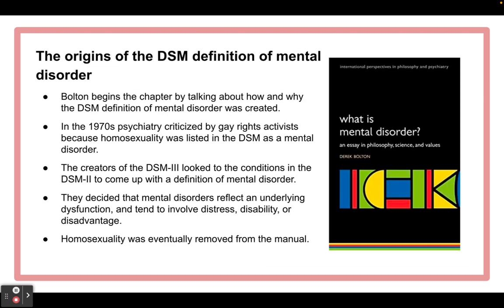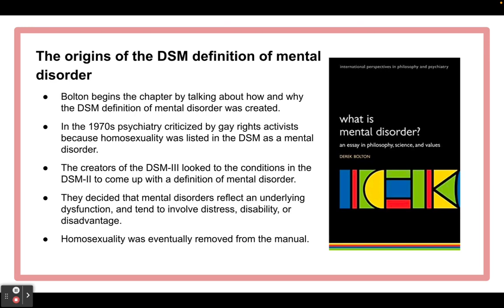Okay, so he begins chapter 4 by talking about the DSM definition of mental disorder. I sort of mentioned this a little bit. I think that Bolton would disagree with Wakefield and thinks that the DSM definition of mental disorder is much more on the social norms side of things, whereas Wakefield thinks it's more of an actual hybrid approach. Bolton talks about how the DSM definition of mental disorder came about. Why was it created, and how was it created? So he talks about how in the 1970s psychiatry was criticized by gay rights activists because homosexuality was listed in the DSM as a mental disorder.